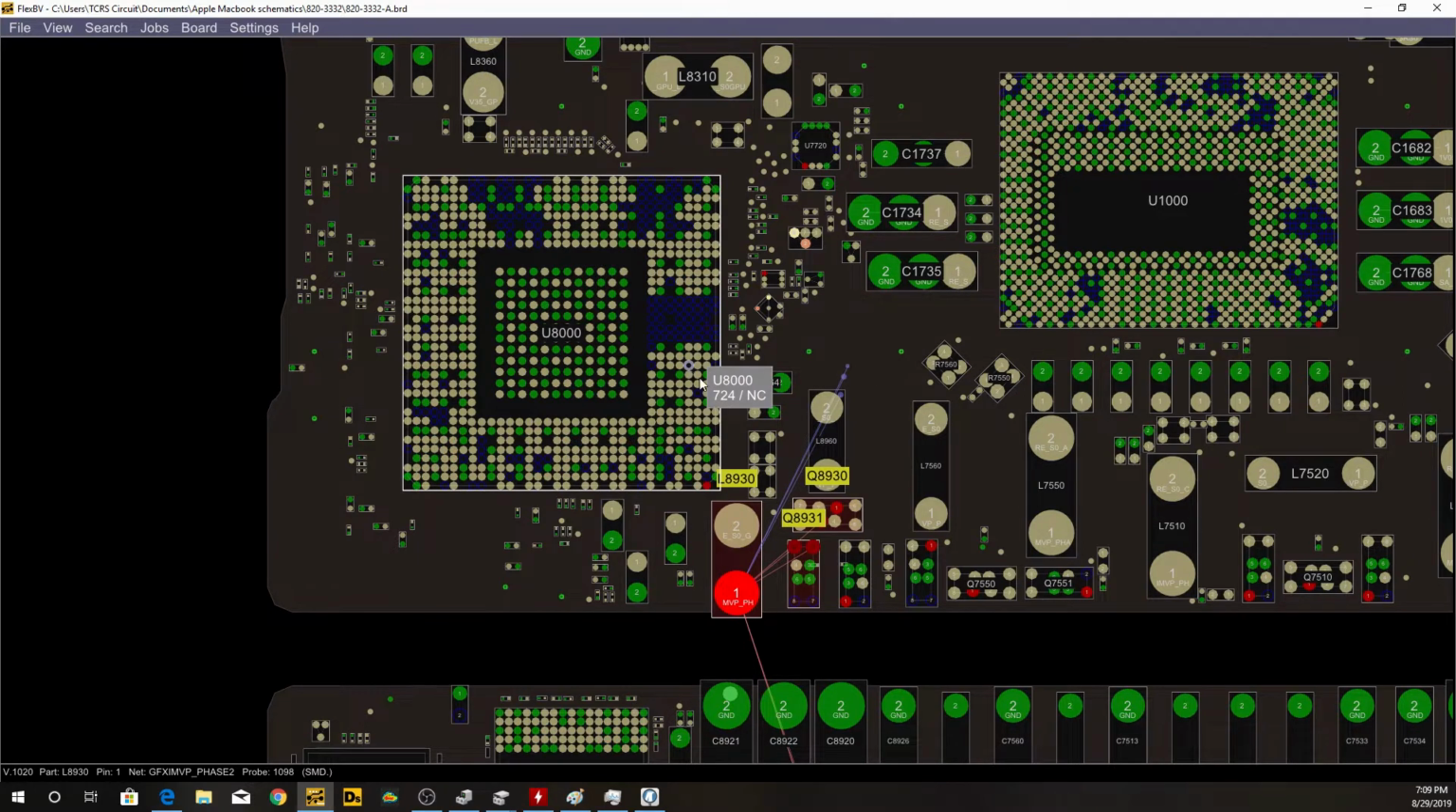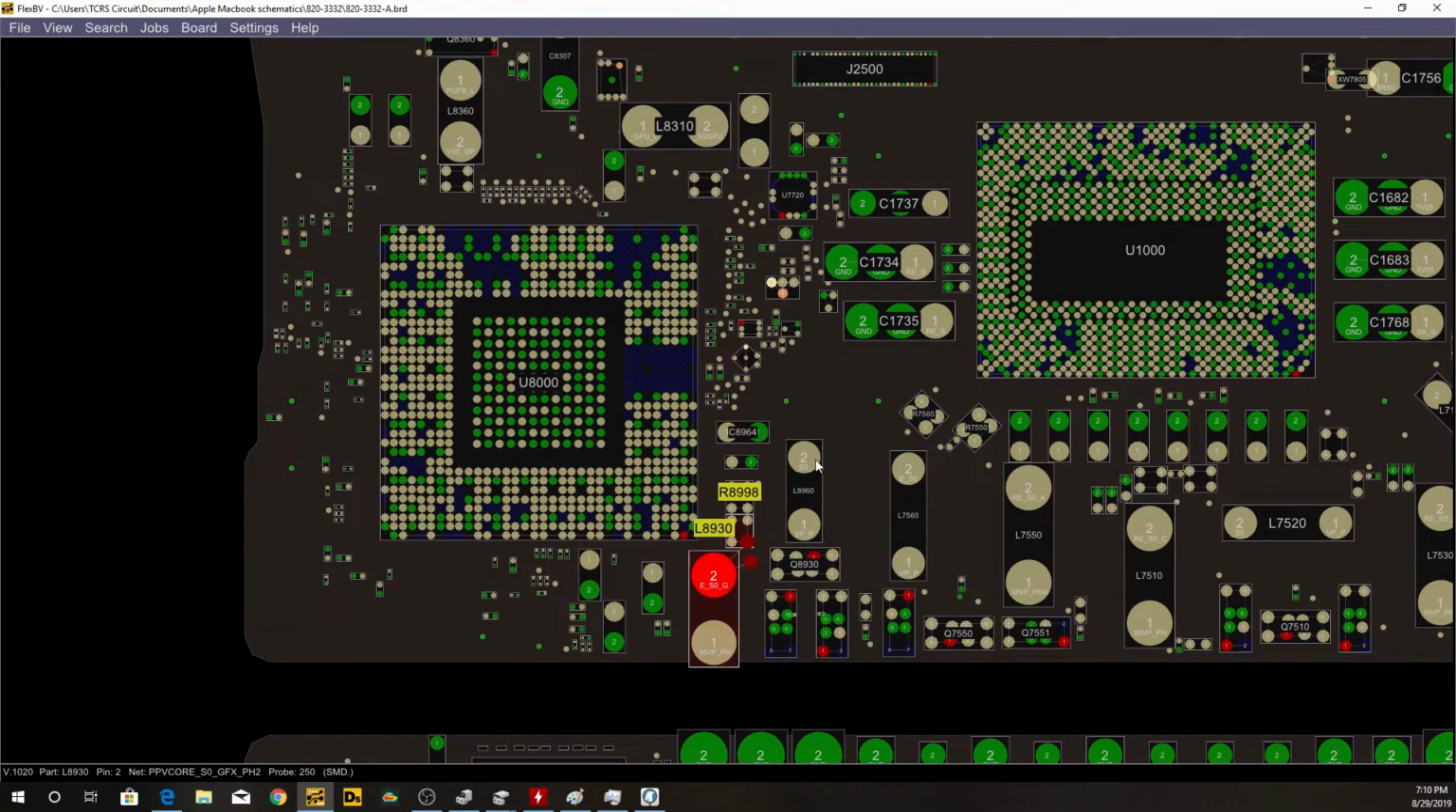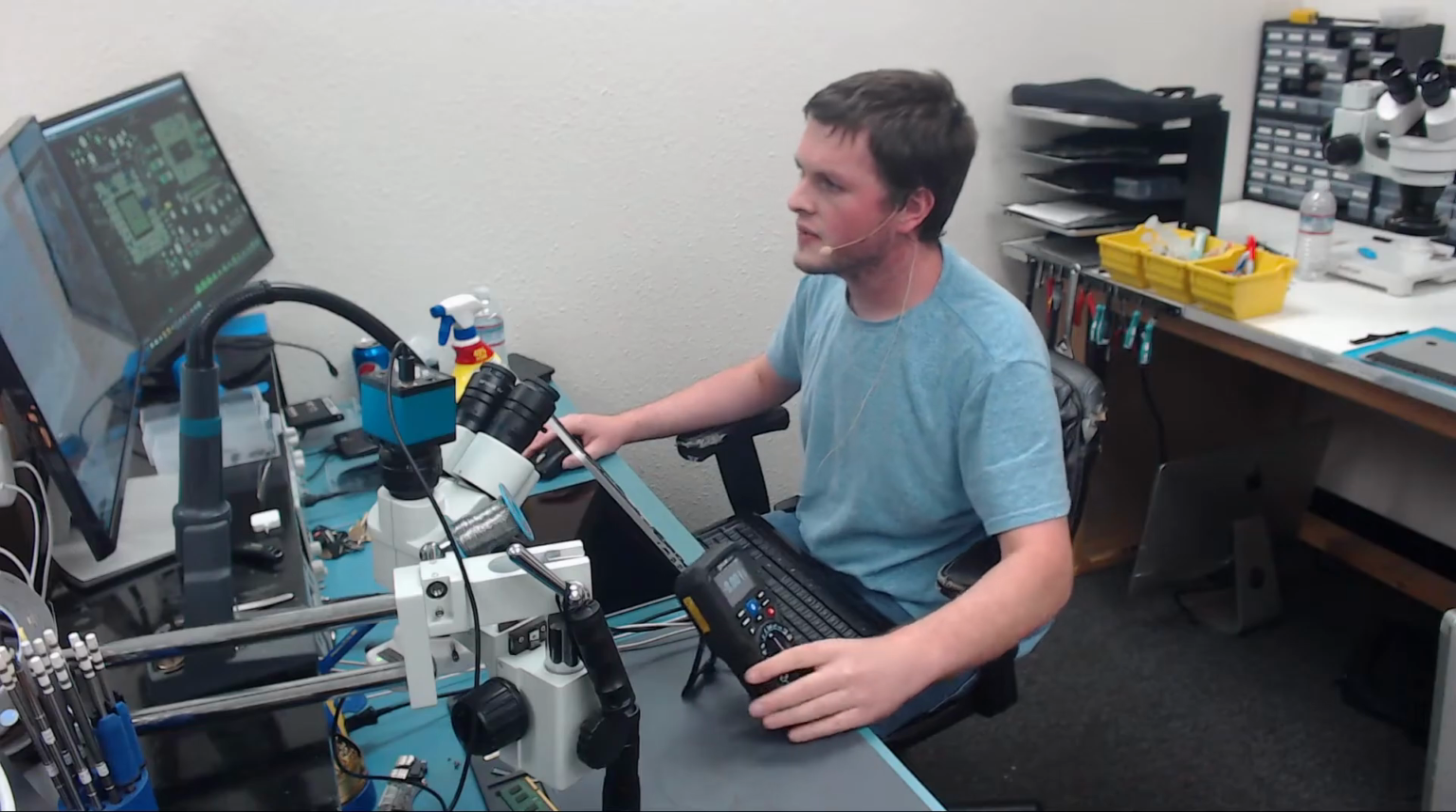Since we have no image but we have chimes, and especially with the history of this board, it's safe to say we can start checking voltage on these coils. So let's go ahead and check voltage on these vCore coils. Let's grab our multimeter. Let's switch over back to my other view. Okay, so here's our multimeter.